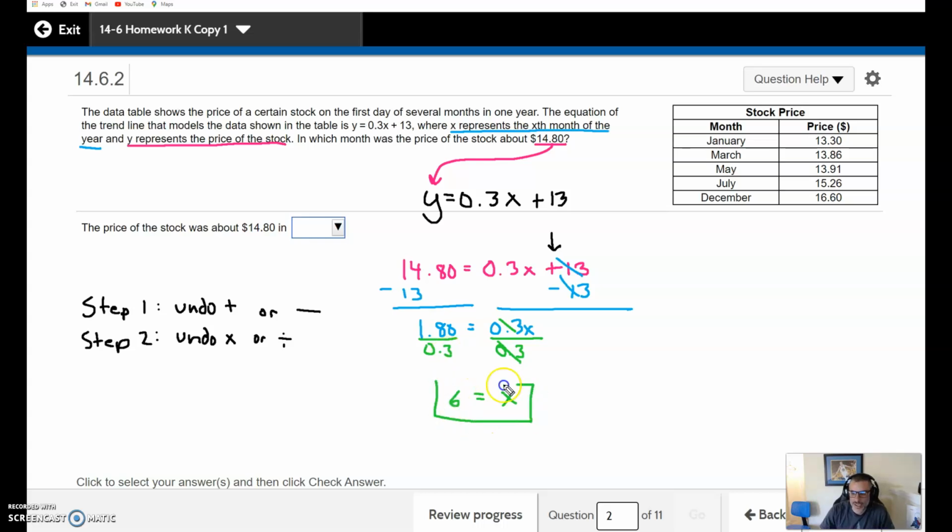Okay, well, what does that mean, right? Remember what I talked about. This means the 6th month of the year, which is June. The month of June.